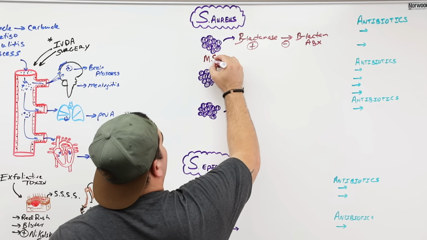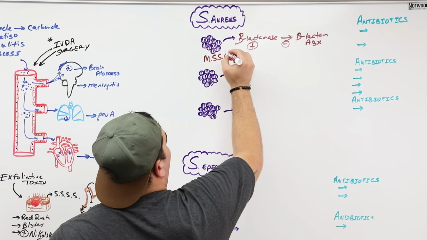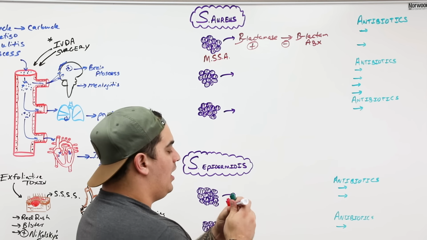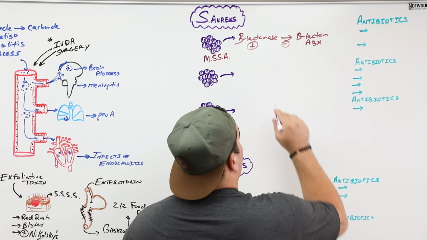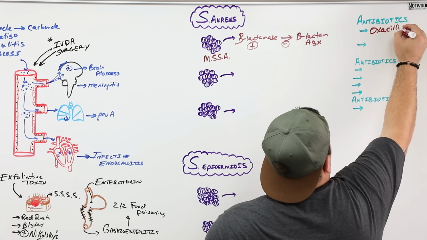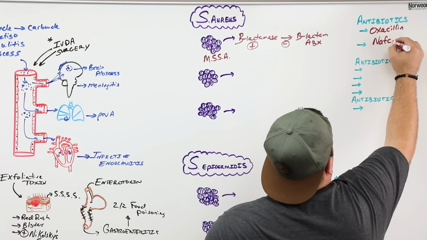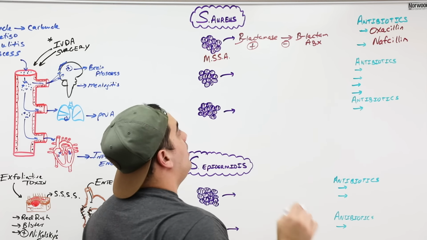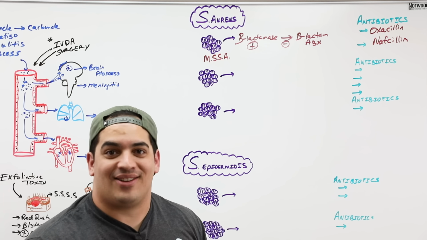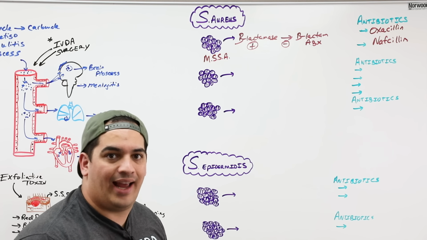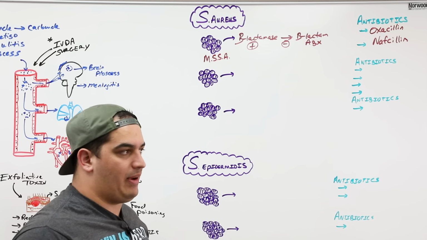So we call this methicillin sensitive Staphylococcus aureus, also known as MSSA. MSSA is very sensitive to certain types of antibiotics like oxacillin and nafcillin. So these are antibiotics that I can use to treat methicillin-sensitive Staphylococcus aureus, okay? And we should try to narrow our antibiotic spectrum if we can. You want to try to avoid using broad spectrum if possible.